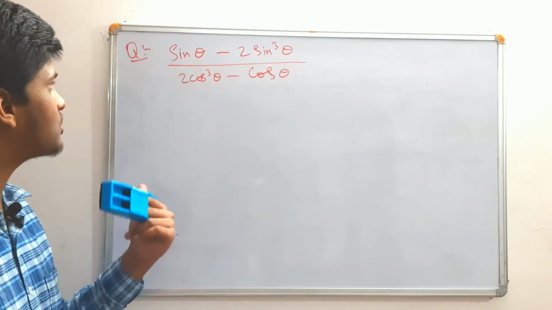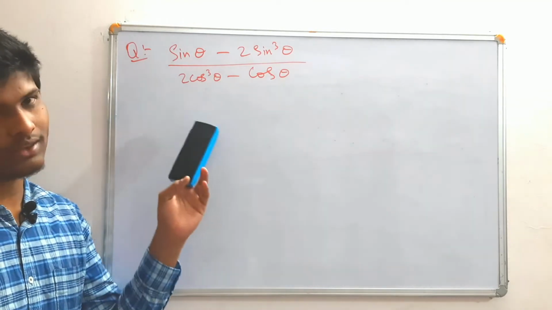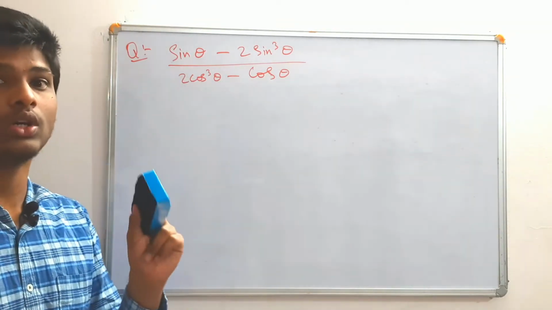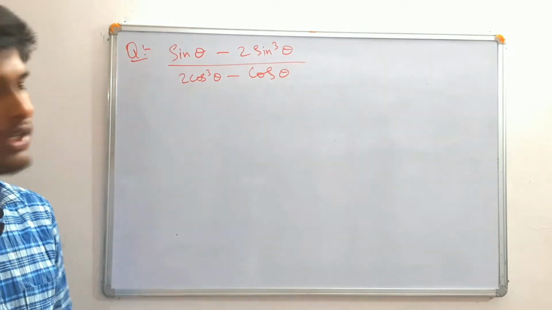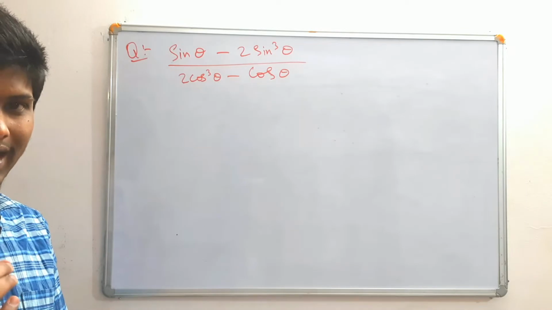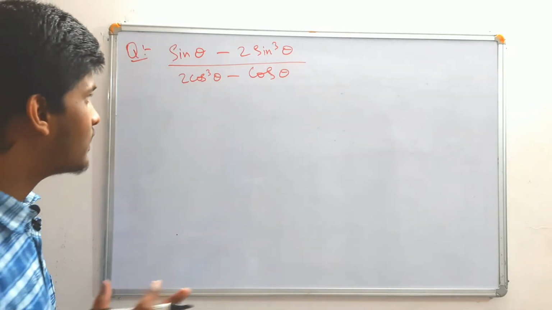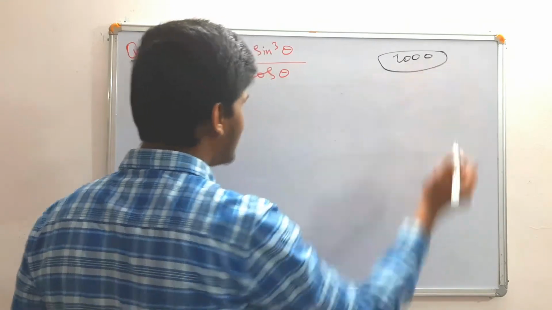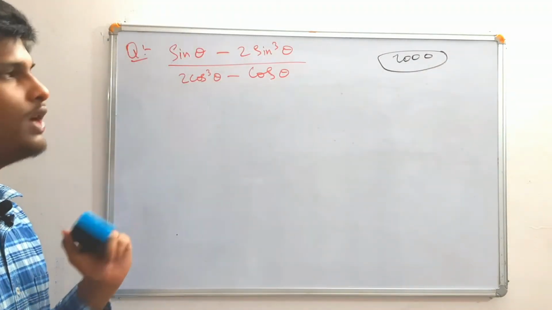So this is our next question: sin theta minus 2 sin cube theta divided by 2 cos cube theta minus cos theta. Here it looks very tricky, but it's not at all tricky. You can easily solve it, and I think this question came in the CBSE board exam 2000.